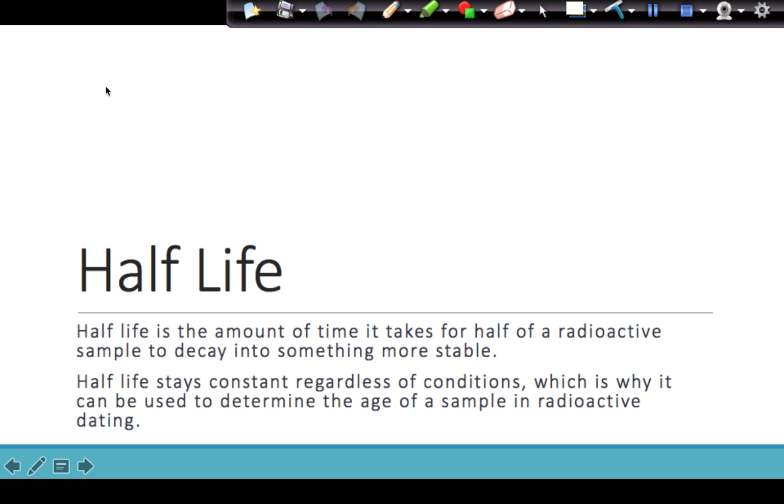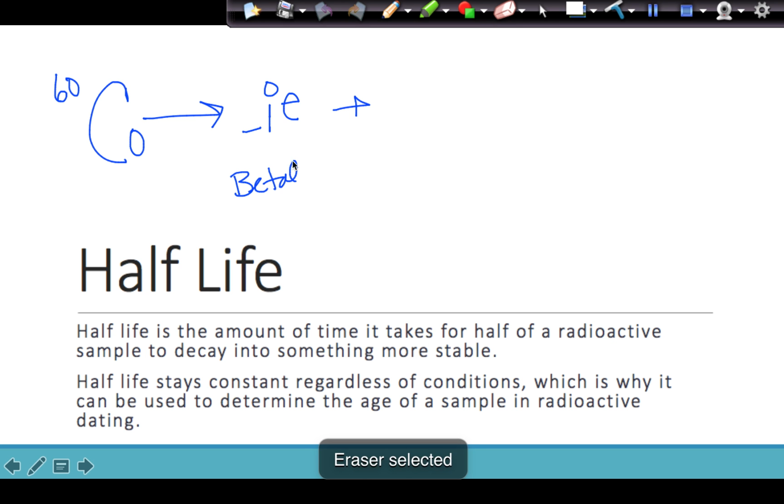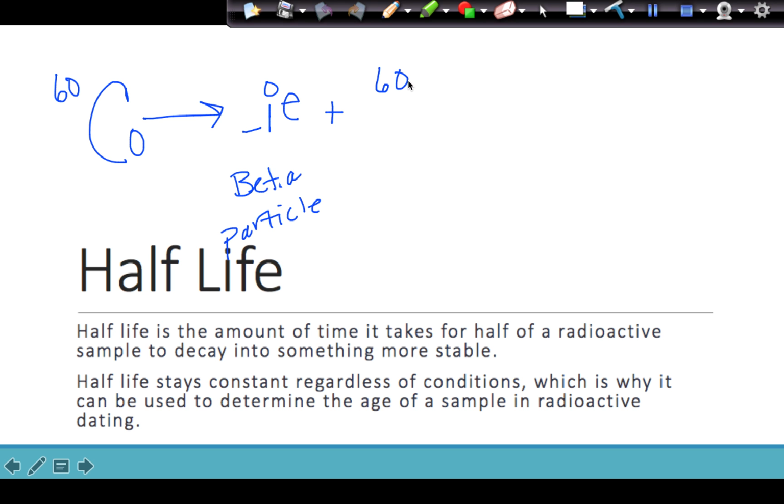For example, if we were going to talk about cobalt 60, remember that's cobalt with a mass number of 60. On Table N, it says that it undergoes beta decay, which means that it gives off a beta particle and then transmutes into something else. So it's going to give off a beta particle and then turn into something else that also has a mass number of 60. I'm just going to give you a second to look up cobalt's atomic number.